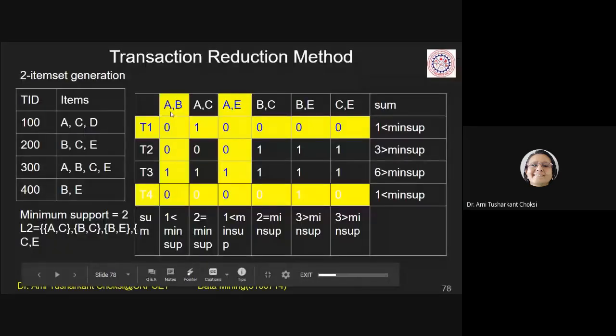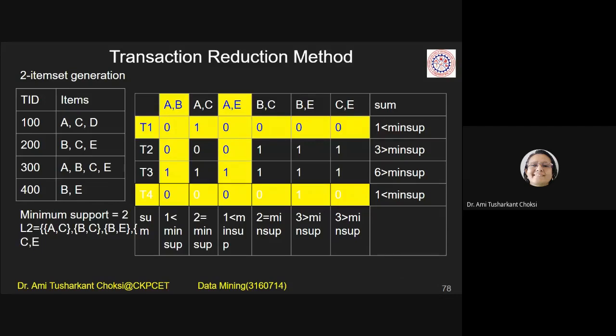Okay. So now what to do? AB column we should remove, isn't it? Because it is not having the sum which is greater than or equal to minimum support, or otherwise we can say its sum is less than minimum support, right? Okay, so remove that from further processing. What about AC? Should we remove? No, vertically we should not. What about AE? Should we remove that? Yes, we have to remove that. So we should remove AB and AE, isn't it? AB and AE, right? Okay.